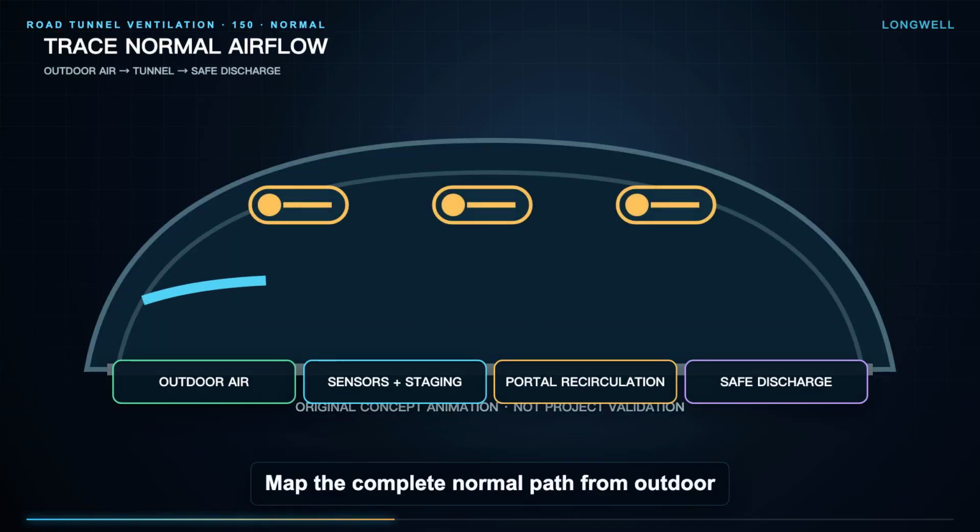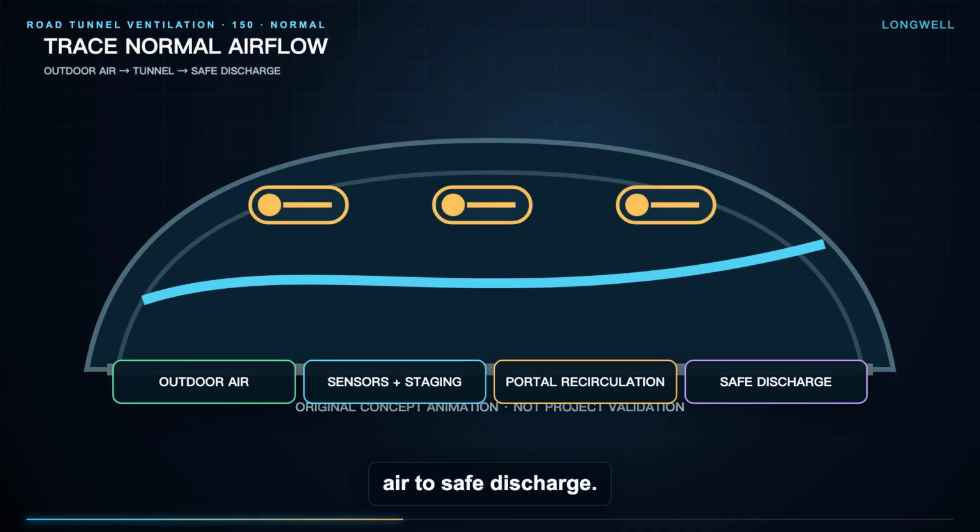Map the complete normal path from outdoor air to safe discharge. Define pollutant and visibility criteria, traffic and fleet assumptions, sensor locations, staging logic, portal recirculation, and environmental limits. The drawing is a concept until project data and calculations support it.